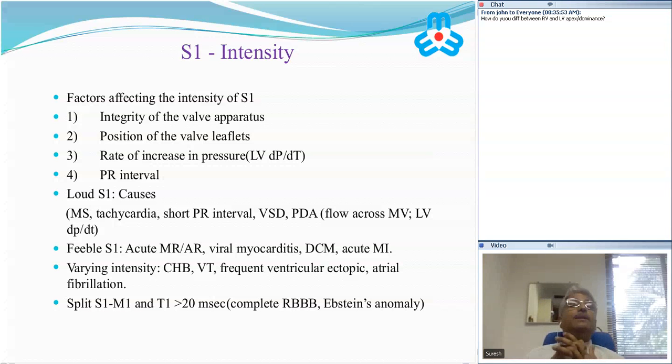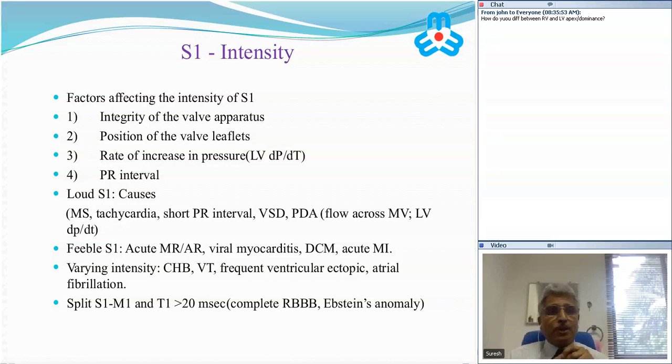PR interval influences the position of the valve leaflets, and I have already explained that. So the comparison to the closing door gives you the mechanisms which will influence the intensity of the first sound: integrity of the valve apparatus, position of the valve leaflets, the rate of increase in pressure, and the PR interval.